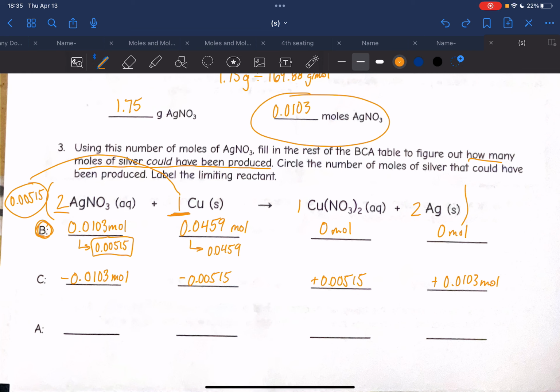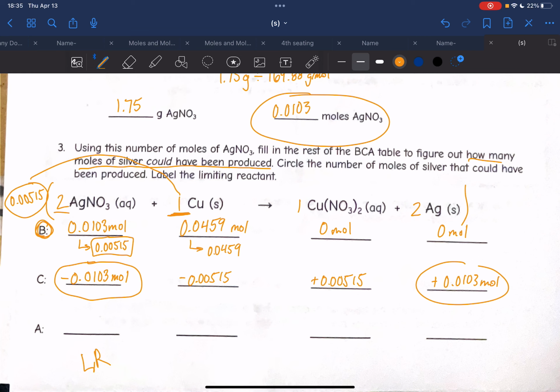That's how much silver I can make, theoretically, right? I could have made 0.0103 moles, and hopefully I collected close to that. We'll have to see. My limiting reactant is, I mean, we can think about it from the point of view of the BCA table, right? We're using all of my AgNO3, so that must be the limiting reactant, my AgNO3.